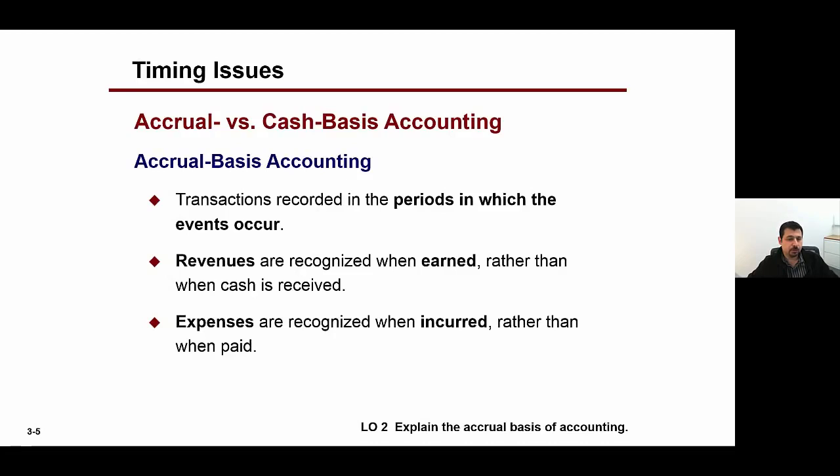Now, under US GAAP, companies are required to use accrual basis accounting. And what do we mean by accrual basis and cash basis accounting? Accrual basis accounting simply states that revenues must be recorded when they are earned, and expenses must be recorded and recognized when they are incurred. So basically, when you provide a service, you earn the revenue. When you make a sale, you earn the revenue, regardless of whether you have received the cash or not.